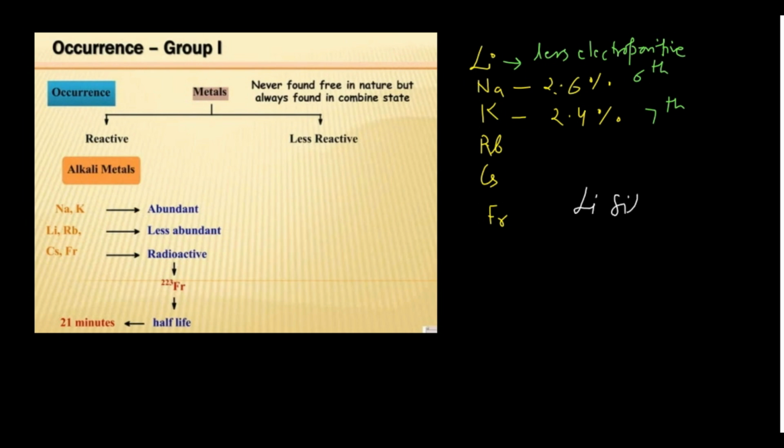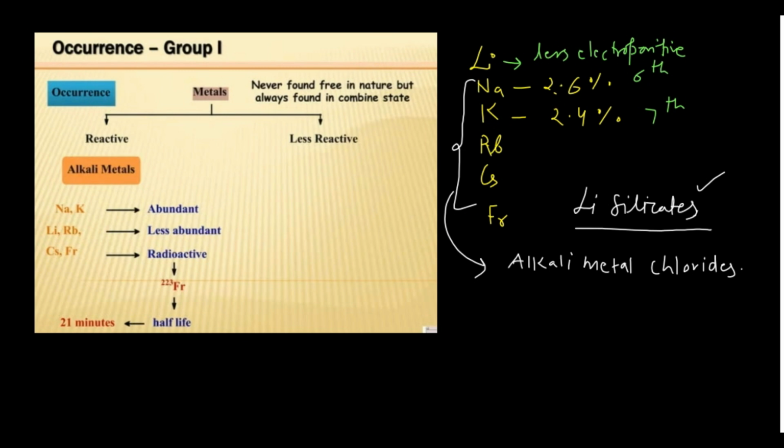Lithium silicates, because it is less electropositive. When it is less electropositive, due to its smaller size, it forms the silicates, while the other elements, from sodium up to cesium, generally form the chlorides. Alkali metal chlorides. Please remember this thing.